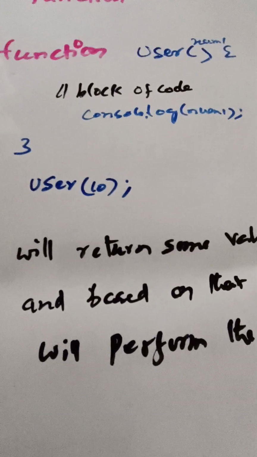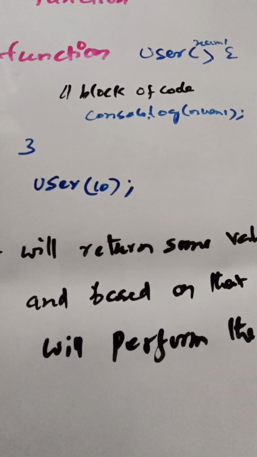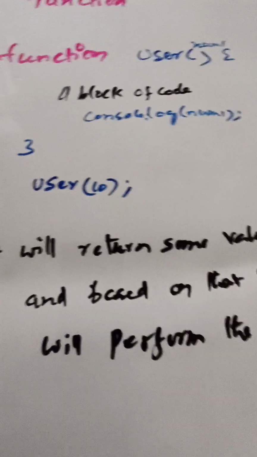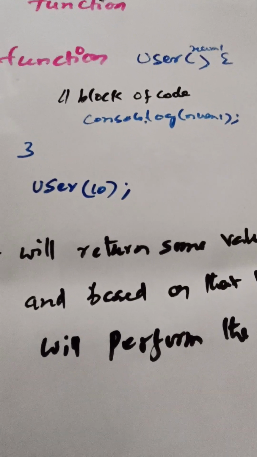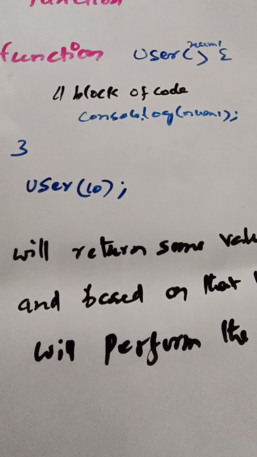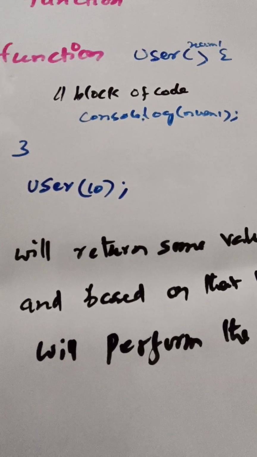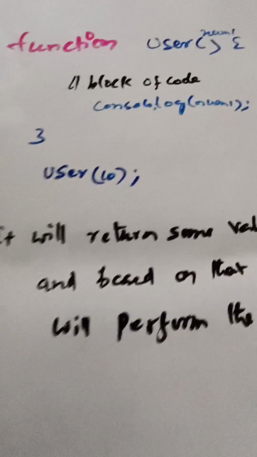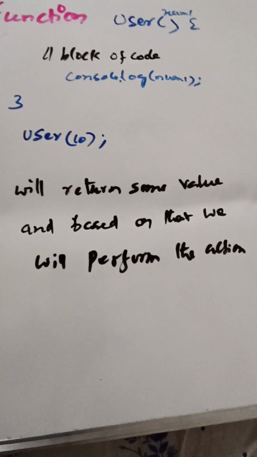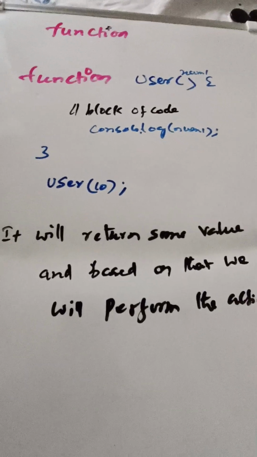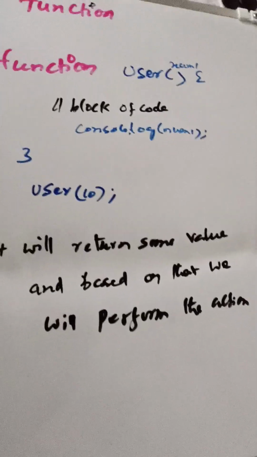But suppose in this user I am passing one parameter, the value 10. Then what will happen? That number one will get assigned the value 10, and if I give console.log number one, I'll get the output as 10. A function will return some value, and based on that it will perform some action.